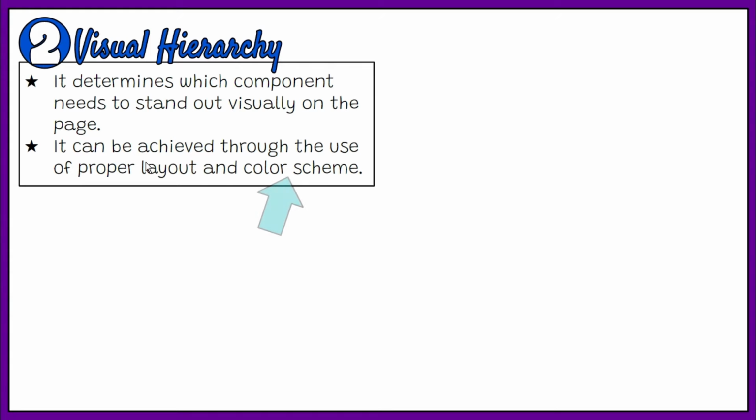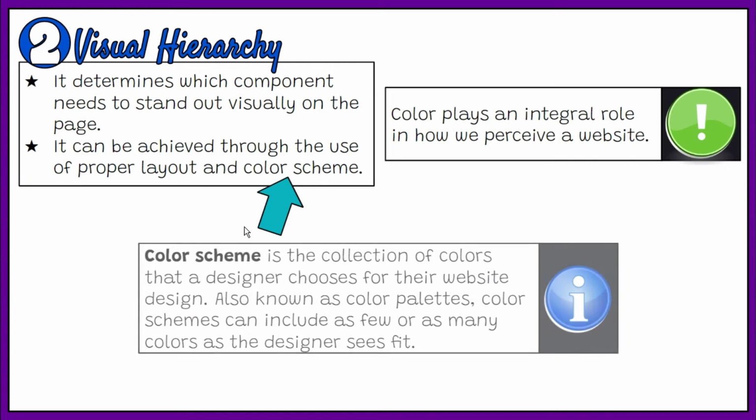Another way to achieve visual hierarchy is through a color scheme. The color scheme is the collection of colors that a designer chooses for their website design, also known as color palettes. Color schemes can include as few or as many colors as the designer sees fit. Color plays an integral role in how we perceive a website.